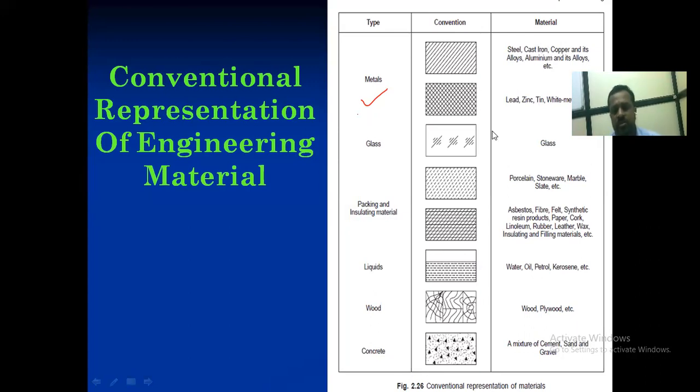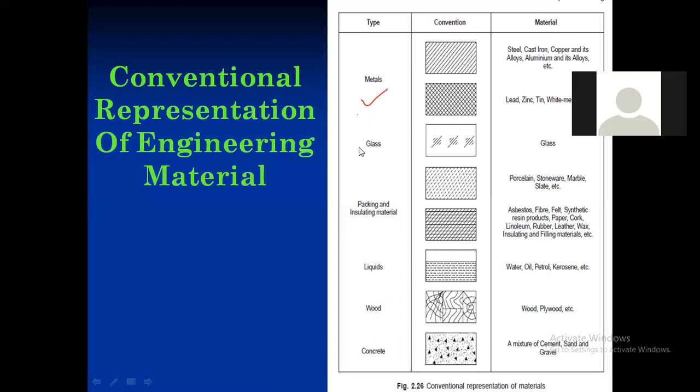My screen is visible to all? Yes, yes, screen is visible to all. Please reply to me. Which one, sir? That conventional representation of engineering material.